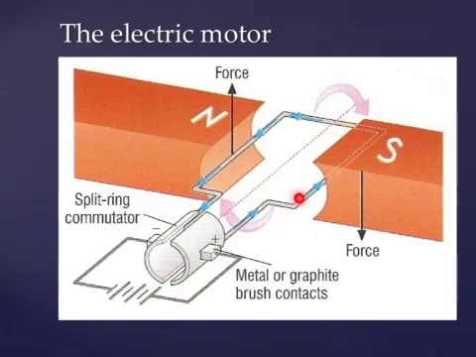Now if you apply Fleming's left hand rule to each of these two sides of the coil, you'll find that this side gets pushed up. The magnetic force on this side is up. The magnetic force on this side is down. So this coil rotates that way.